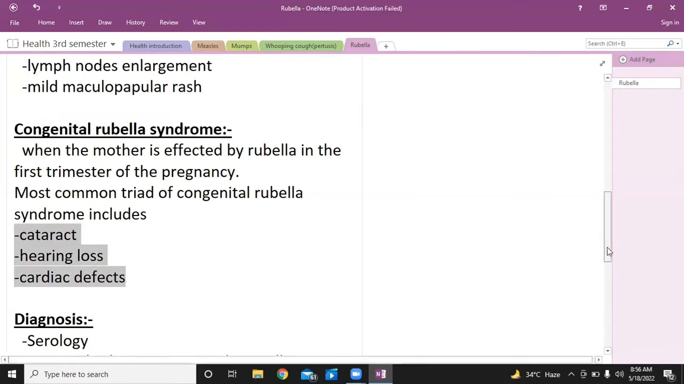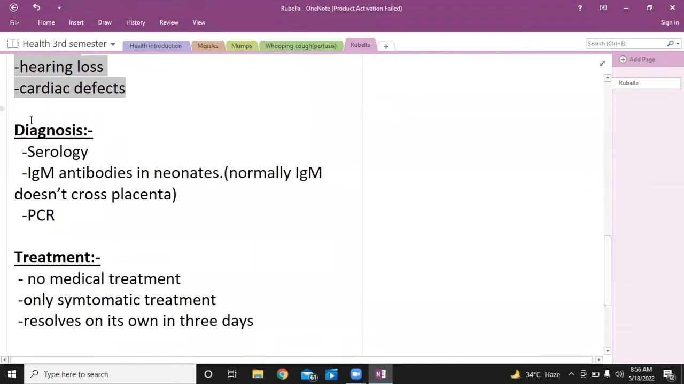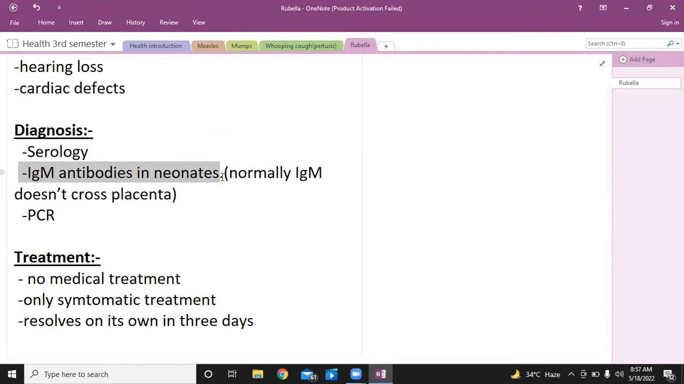Now the next thing which we are going to study is how we diagnose this rubella syndrome. Diagnosis of this rubella syndrome is very easy. It is done by serology. IgM antibodies in neonates. जब neonates पैदा होते हैं तो उनमें पहले से IgM antibodies को चेक कर लिया जाता है, ठीक है. तो अगर IgM antibodies present हो, it means that the baby has congenital rubella syndrome. अगर नहीं पाई जाए तो मतलब ये है कि उनमें ये सिंड्रोम नहीं है, ठीक है.